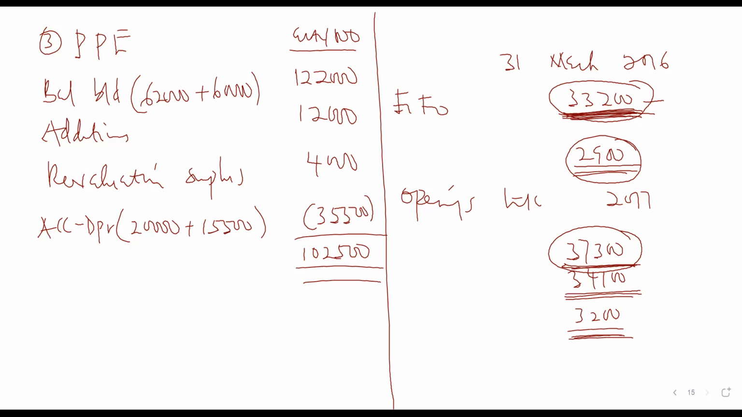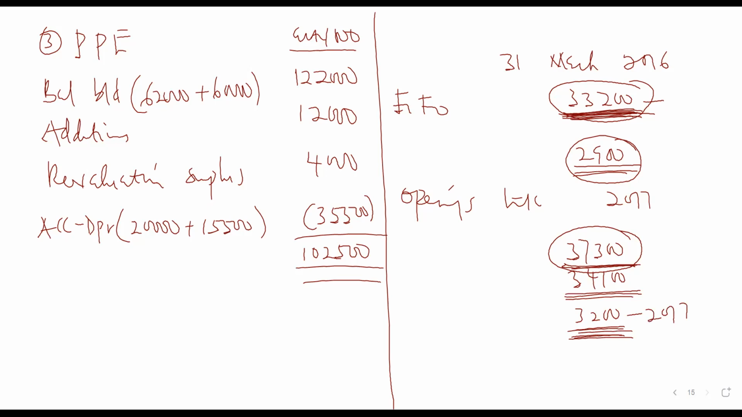If closing stock is overstated, what is the effect on profit? Profit will be overstated. It means that the profit for 2017 is overstated by 3,200. Are we okay? All right.